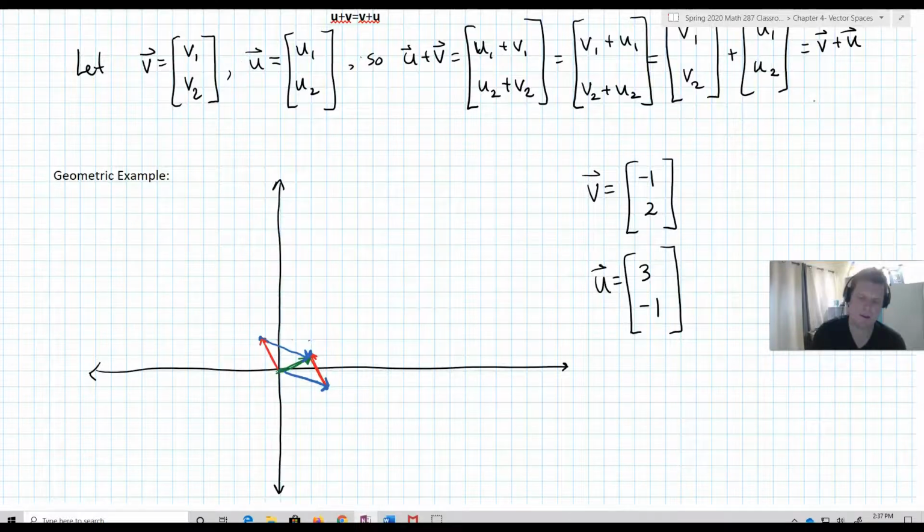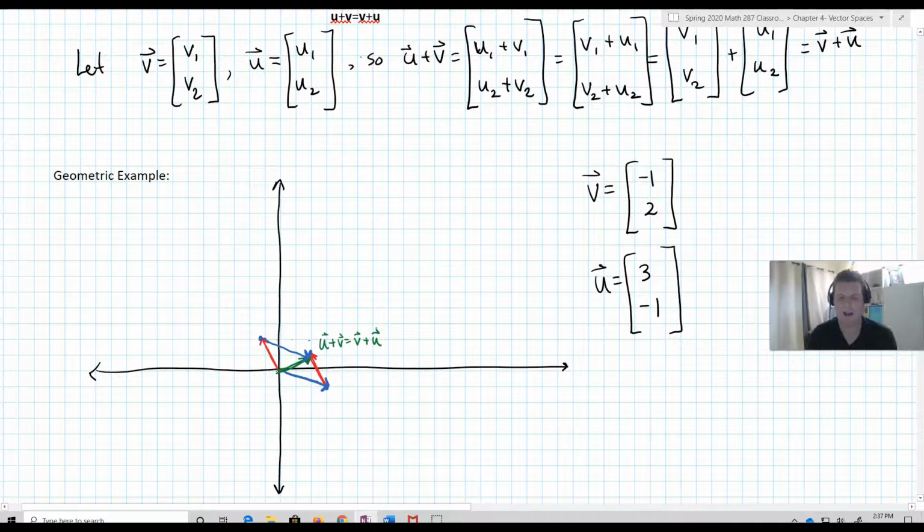So this one here is u plus v, which equals v plus u. And what you'll notice is that you can actually generate a parallelogram. Notice you generate a parallelogram. This is going to end up becoming kind of handy.